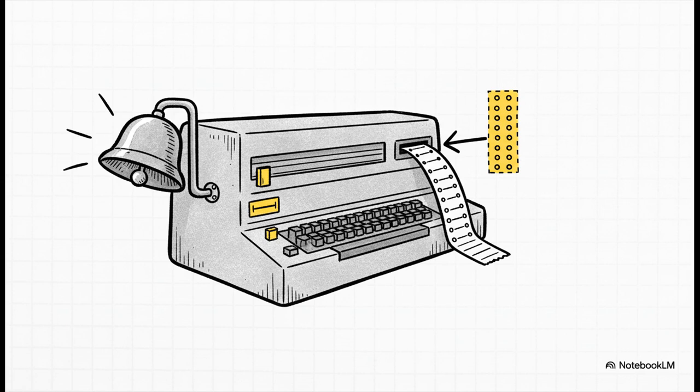Here's a fantastic little piece of history baked right into the code. ASCII code number 7 is called bell. Why? Because on old teletype machines, when the machine received that code, it would trigger a mechanism that rang an actual physical bell. It was literally the original notification sound.